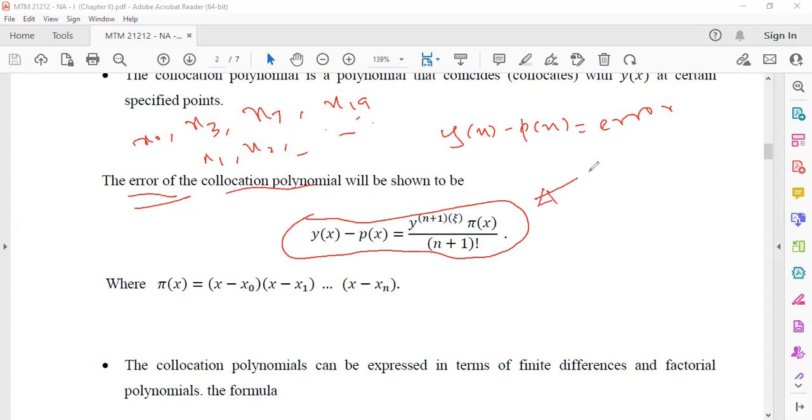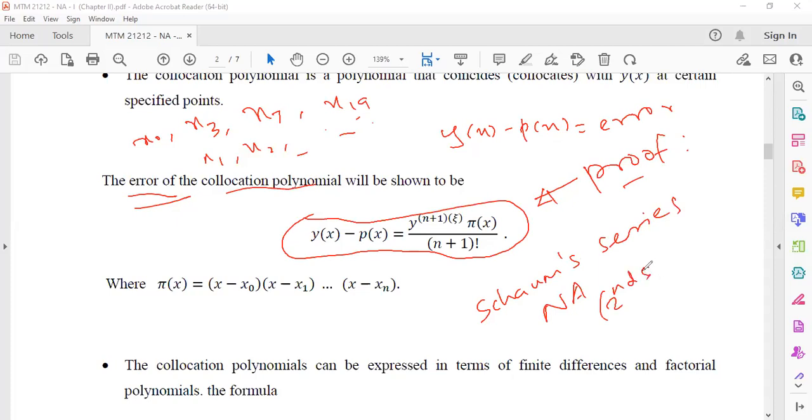This has a proof. You can study this section in the Sauer book of numerical analysis, maybe the second one. In this book it has been explained very nicely, and the proof is also there. I'm not going to use the proof, but you just need to know that the error can be written as y to the power n plus 1.